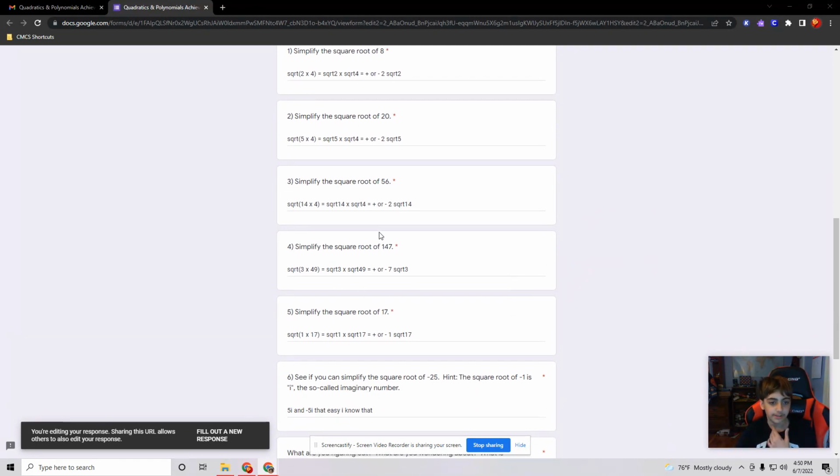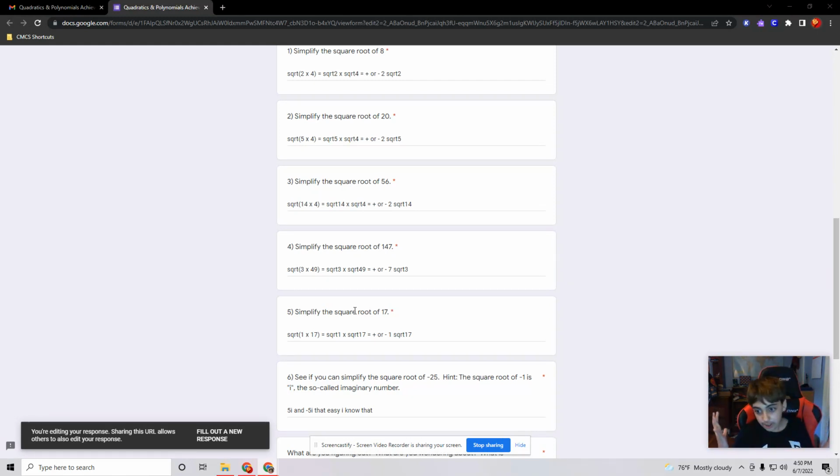And 17, 7's difficult, but 17 here, 17 is actually a prime number. So this one's kind of simple but difficult at the same time. Because once you got it, you're like, oh my gosh. But before that, I was like, huh? What? How? Okay, so this is literally just the square root of 1 times 17, so that's the only multiple. And that equals the square root of 1 times the square root of 17, and that equals positive or negative 1 times the square root of 17. So that's irrational.